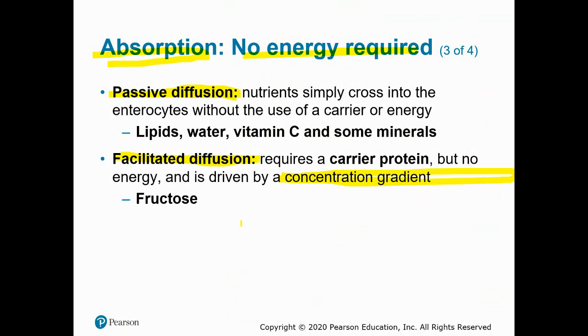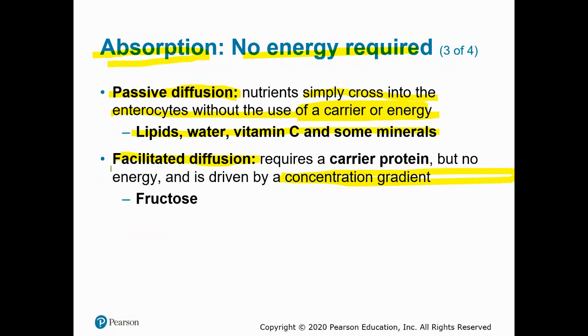After a meal, there's going to be a higher concentration of nutrients in the small intestine relative to the enterocytes. So a lot of nutrients are really just going to flow pretty simply into the enterocyte just by diffusion. So passive diffusion happens when nutrients simply cross into the enterocyte without a carrier or energy. Some of the nutrients that do that are lipids, water, vitamin C, and many of our minerals.